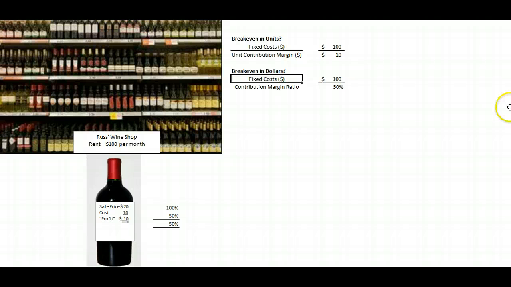So if I told you my shop was currently doing $300 a month in sales, you would know that my margin of safety was 100. My sales are currently $300. It could drop down to $200, which is a drop of $100, and I'd still be breaking even. And that's all there is to cost volume profit analysis.